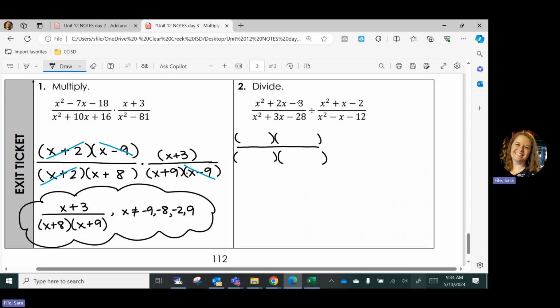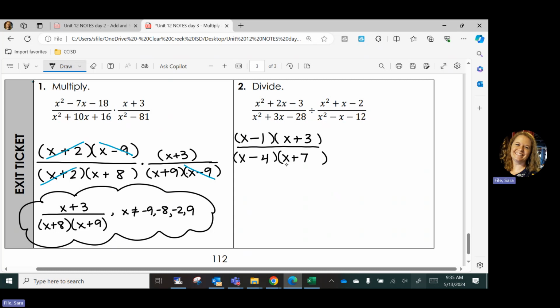All right, so this numerator on the left will factor, multiplies to negative 3, but adds to positive 2. It's going to be positive 3 and negative 1. Okay, and this denominator on the left will factor, multiplies to negative 28, but adds to positive 3, is going to be positive 7 and negative 4.